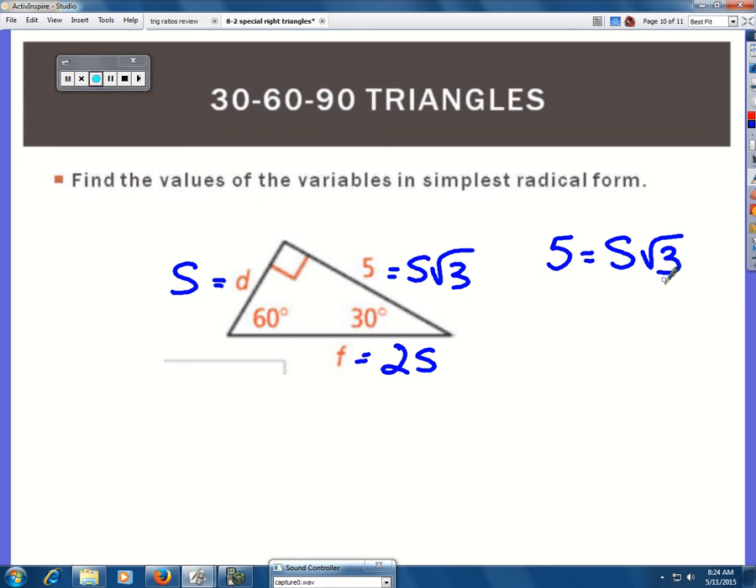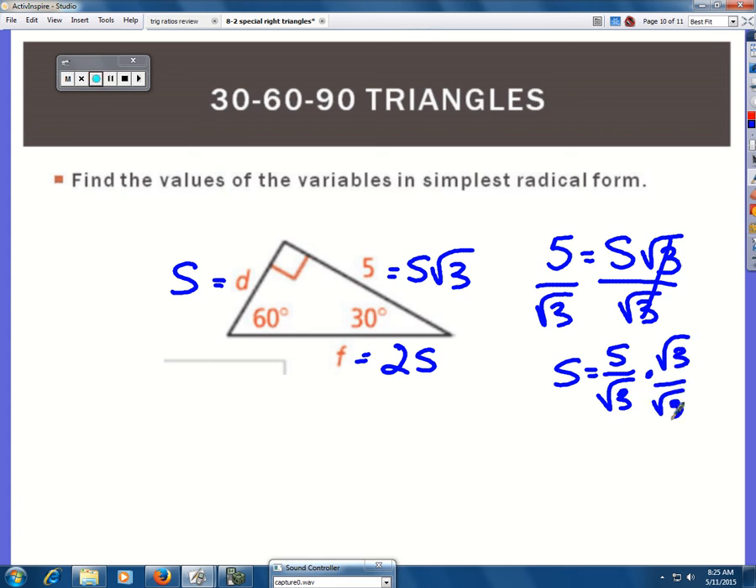Okay, so it's going to be similar to the 45-45-90, right? In those you would divide by square root of 2, but this is square root of 3. So I divide by the square root of 3. And now I have S equals 5 over the square root of 3, but I need to get rid of that square root of 3. So I multiply numerator and denominator by square root of 3. Now in this case, I end up with 5 root 3 over 3, and that cannot be reduced. So that is S.